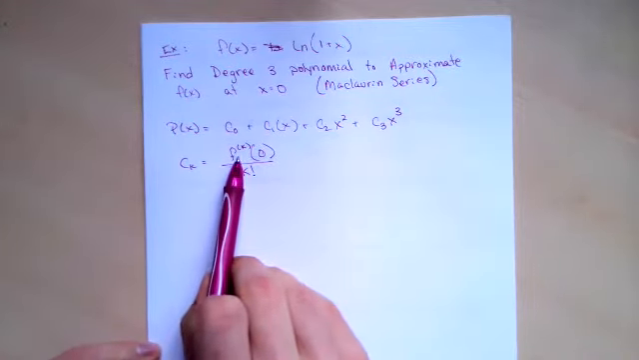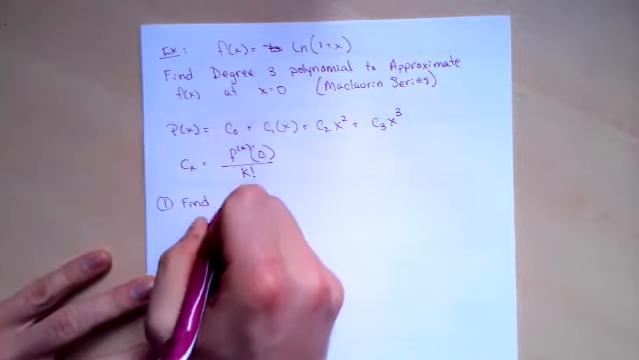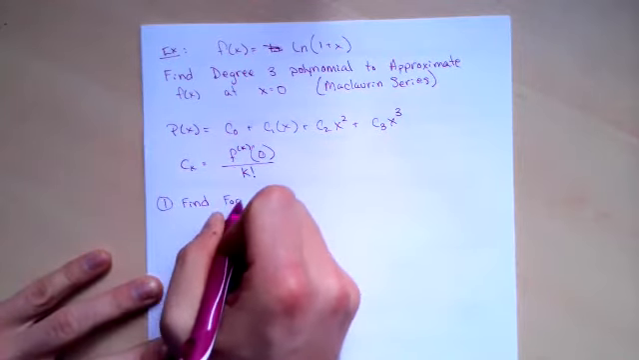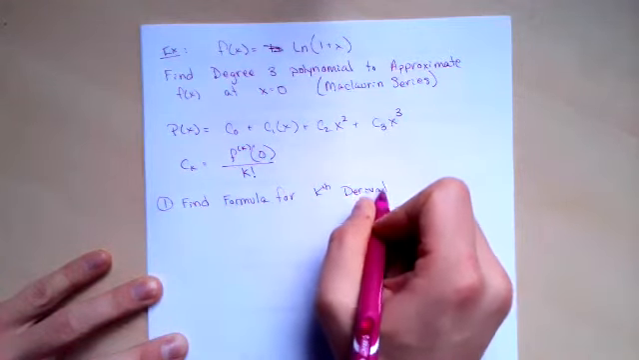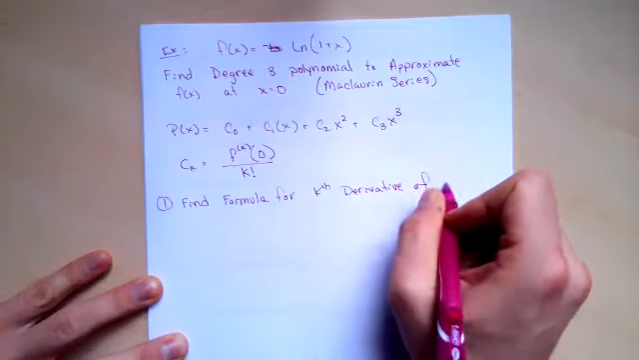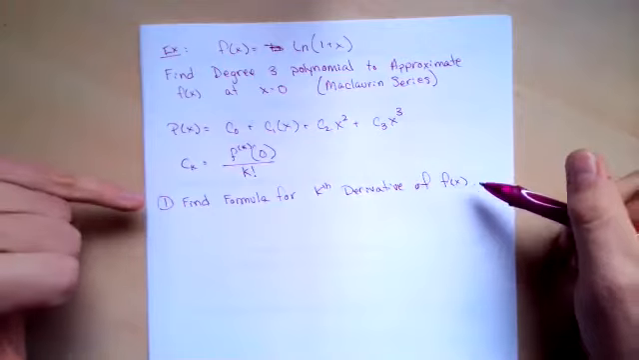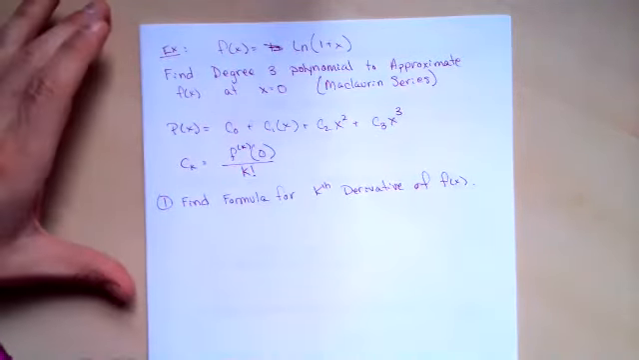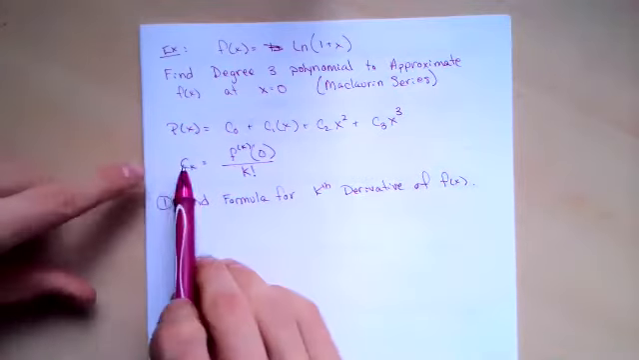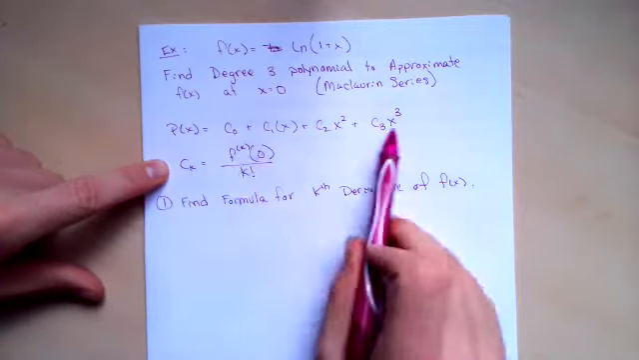It helps to find a generic formula for the kth derivative of f of x. In this specific case, it's not going to be terribly important for this step because we could just compute 4 of them. But there might be questions that say, find a formula for the kth coefficient of the Taylor polynomial.